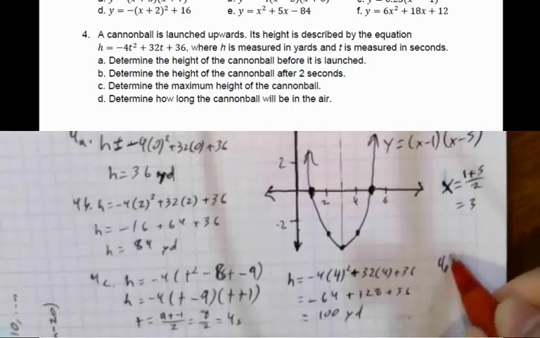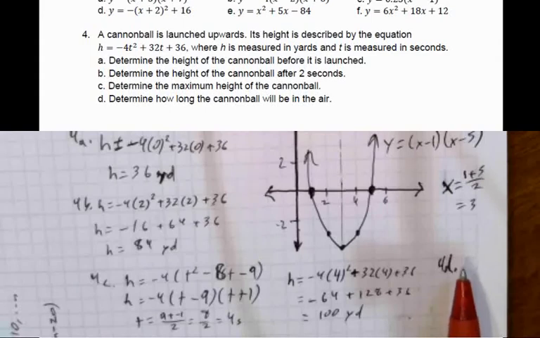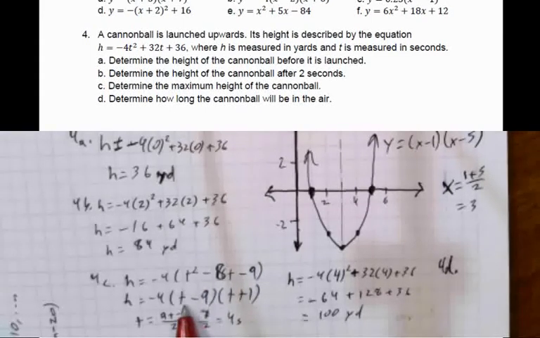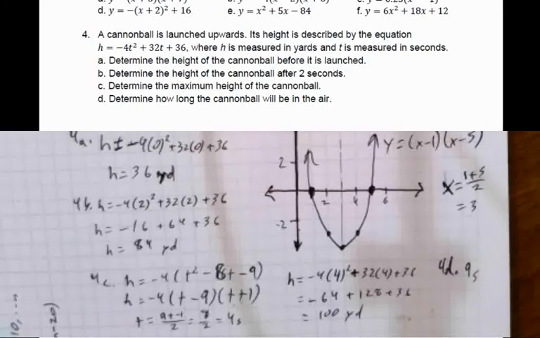And now for 4D, how long was this cannonball in the air? Well, if it was launched at 0 seconds, let's figure out when it hits the ground again. And if we look over here, we have two possible values. It was at the ground at negative 1 seconds, but that doesn't make any sense. It was also at the ground at 9 seconds. So it must have hit the ground after 9 seconds.